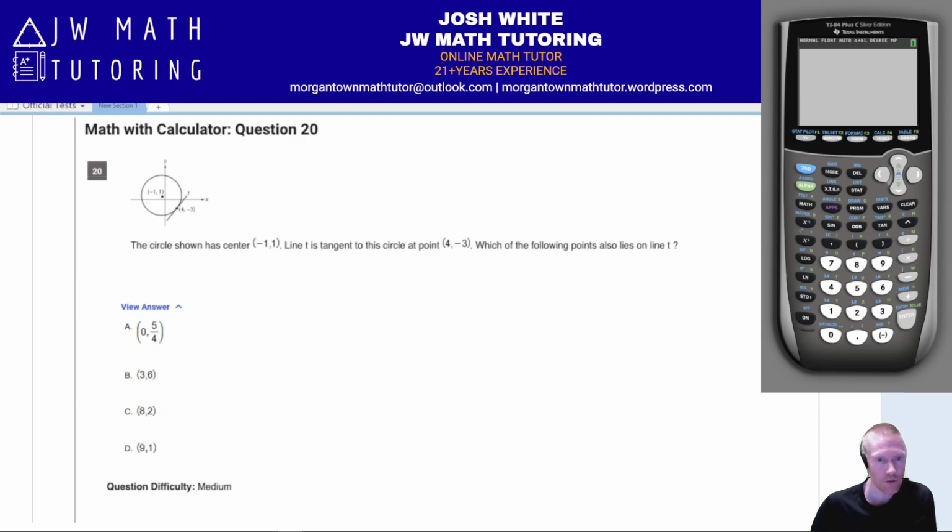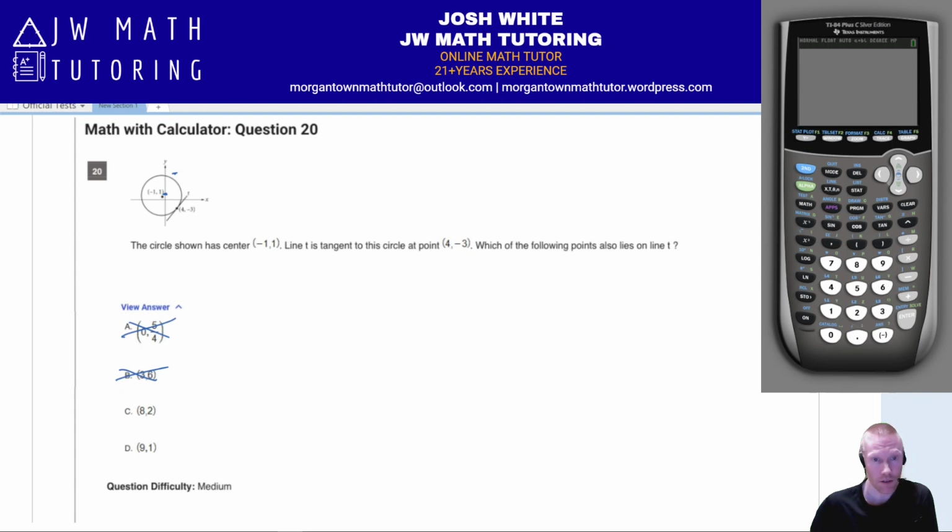So the first two answer choices are not going to be on that line, just by rough estimation or visual inspection. For example, 0.5 would be somewhere right around here. That's clearly not on the line, so we could eliminate that. B at 3.6 is going to be over 3 units and up 6 units. Again, clearly not on the line, so it's got to be one of these two answer choices right here.